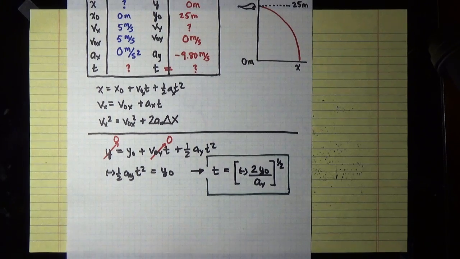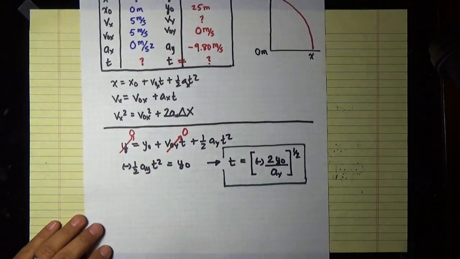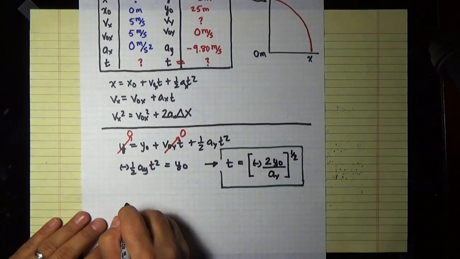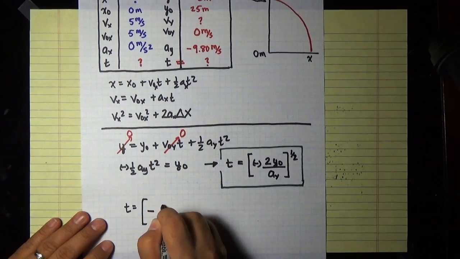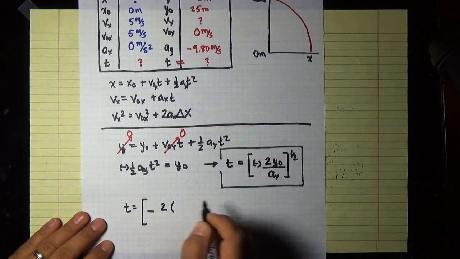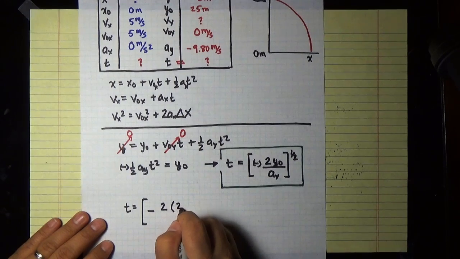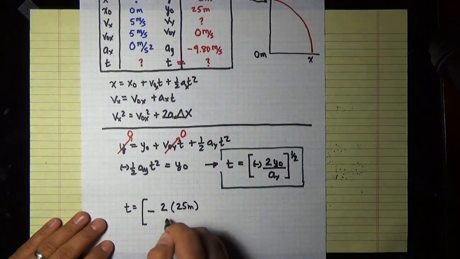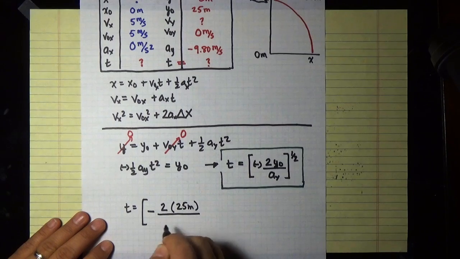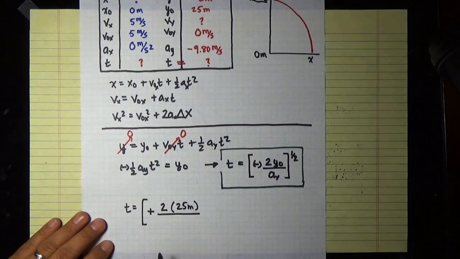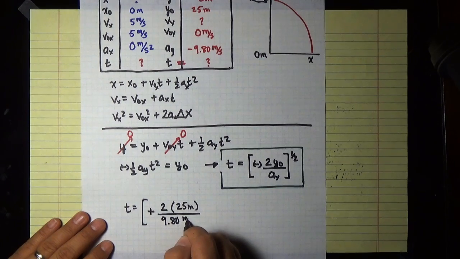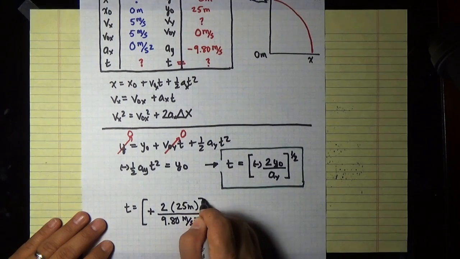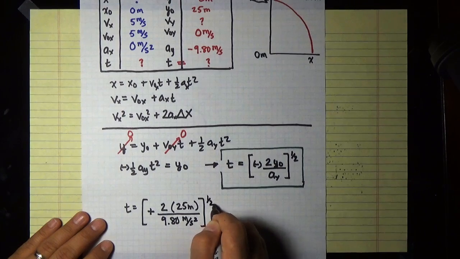Okay, so I'm going to go ahead and put in my numbers here. So t is equal to minus 2 times the initial y position, which is 25 meters, divided by minus, so that'll turn that minus into a plus, 9.80 meters per second squared, all to the 1/2.